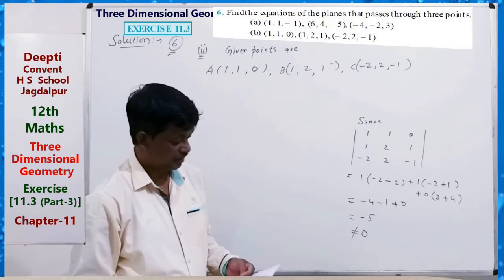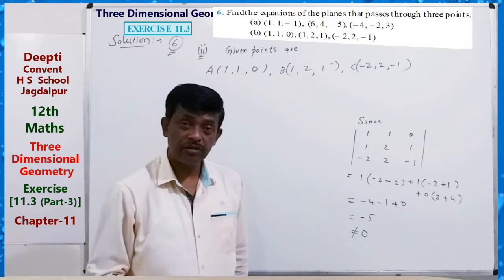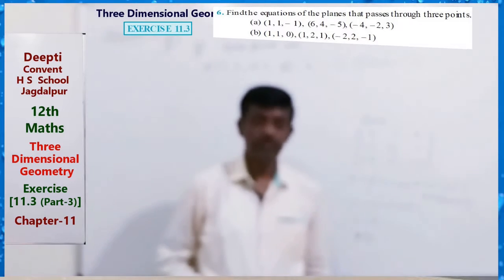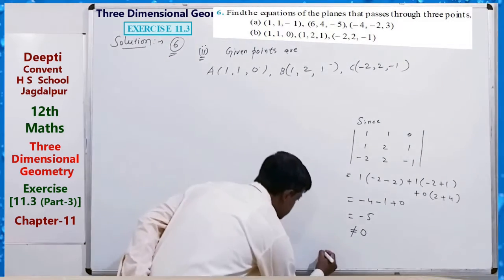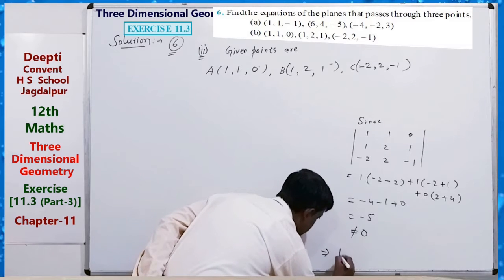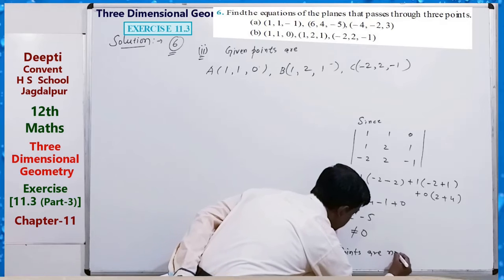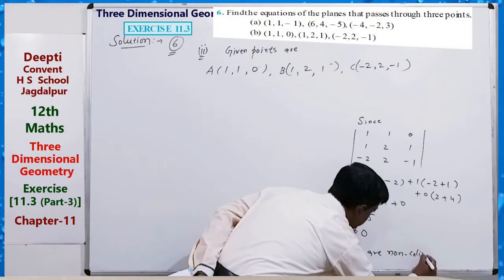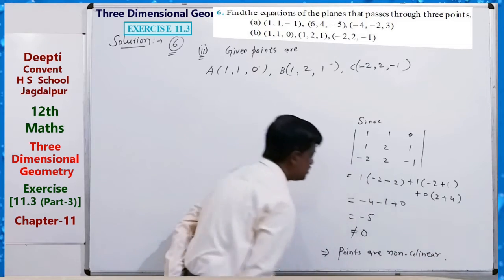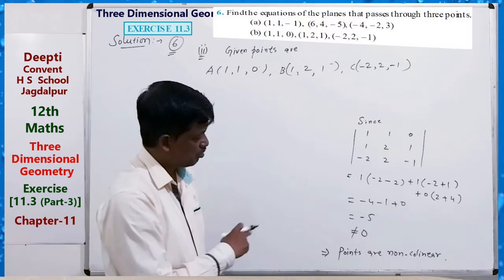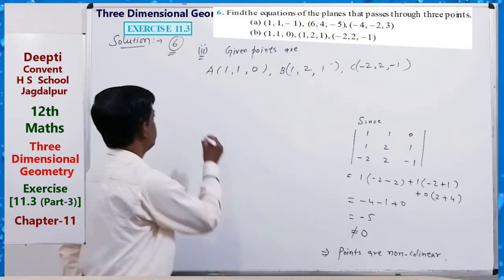Now, since the determinant is not equal to 0, this implies the points are non-collinear. If the determinant is 0 then collinear, so here the points are non-collinear.